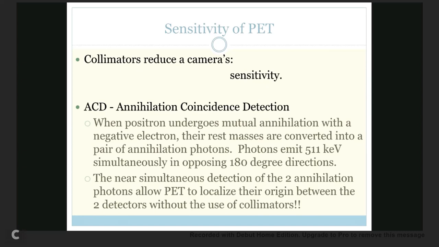So, sensitivity of the PET. So collimators reduce a camera's sensitivity, okay? And the ACD, which is the annihilation coincidence detection: when a positron undergoes mutual annihilation with a negative electron, the rest masses are converted into a pair of annihilation photons. The photons, each with an energy of 511 keV, travel simultaneously in opposite directions. The near simultaneous detection of the two annihilation photons allows the PET to localize their origin between the two detectors without the use of collimators. So there's your answer.